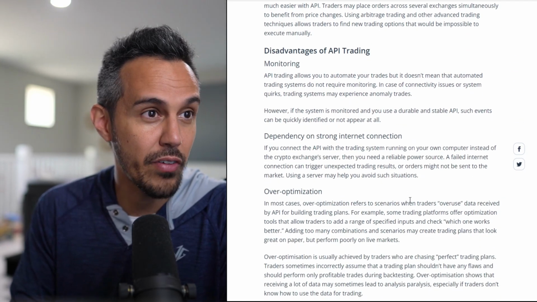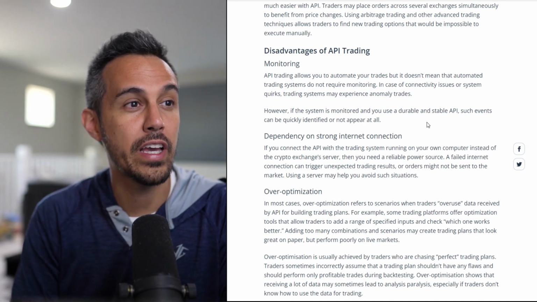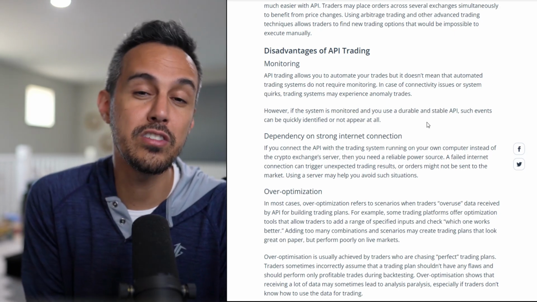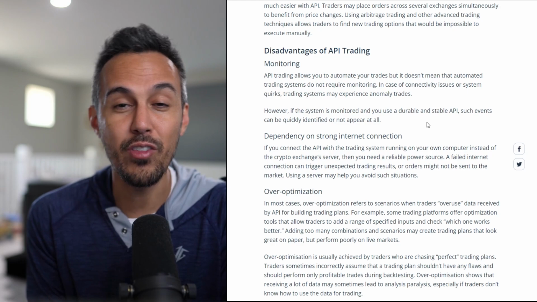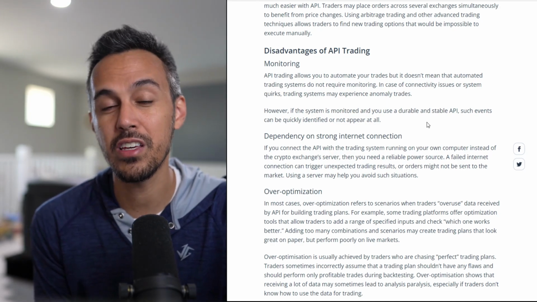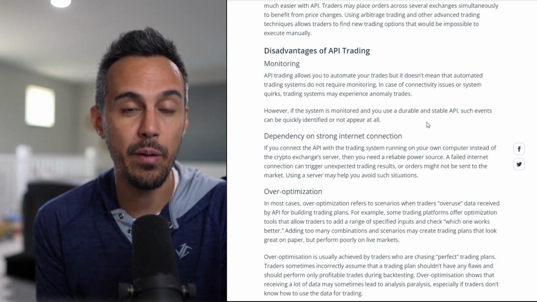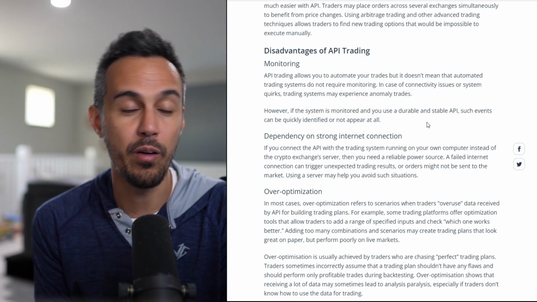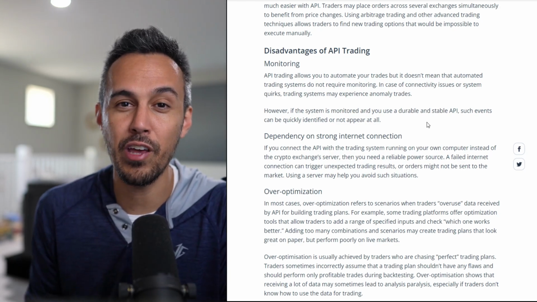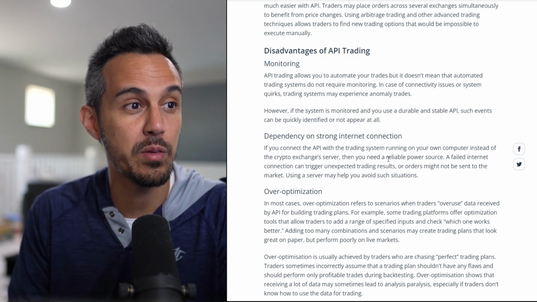So here are some disadvantages. Monitoring. Again, it allows you to automate your trades, but that doesn't mean that your automated trade system doesn't require monitoring. Don't essentially just believe that because you have rules and things set in place, there's not always something that could happen. You should always figure out if this is best for you. You should always revisit. You can't just set and forget it and revisit in 6 months. It does take some tweaking.